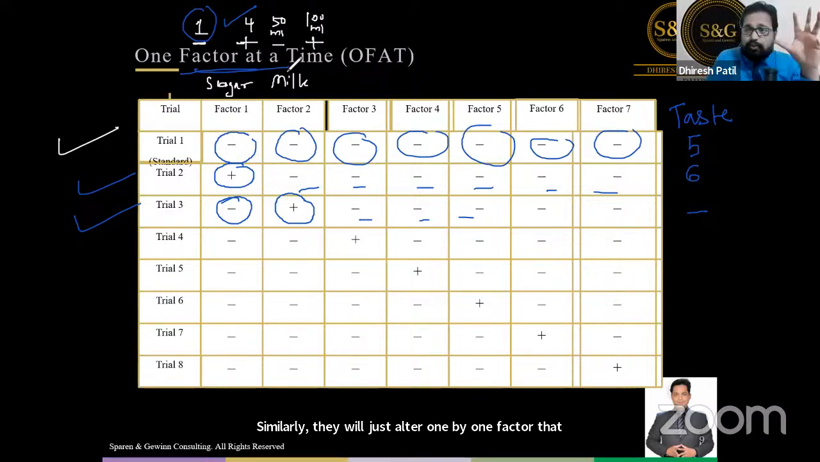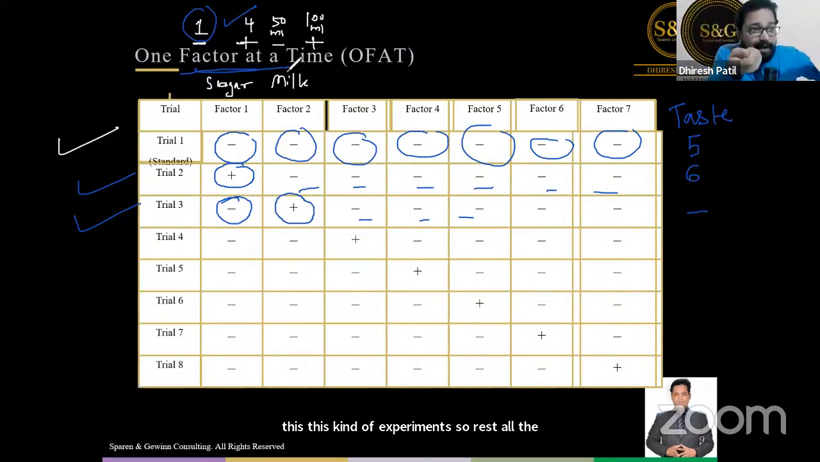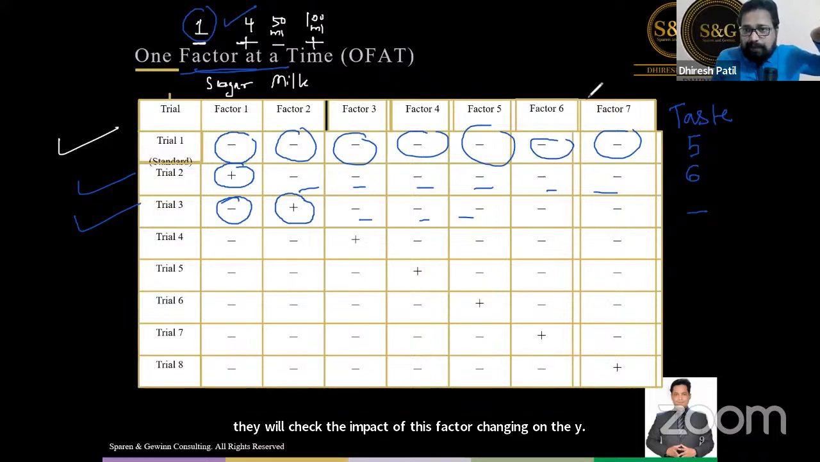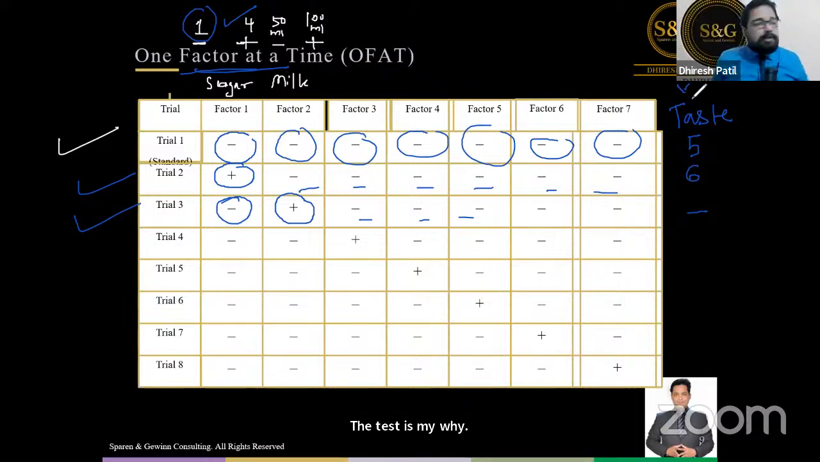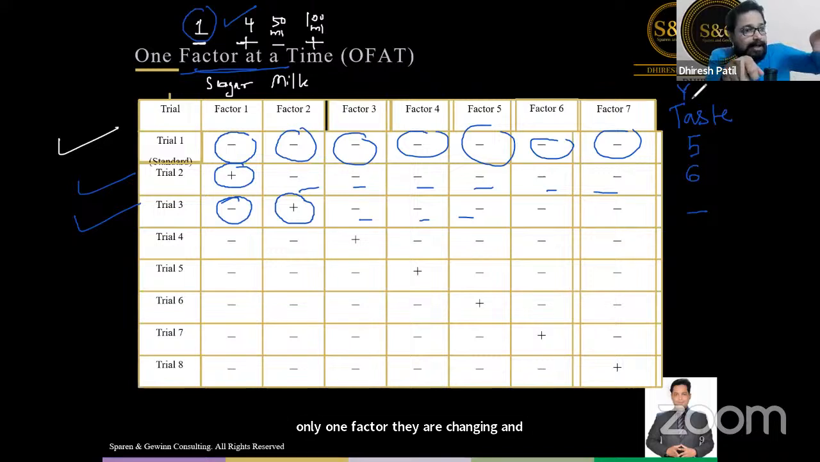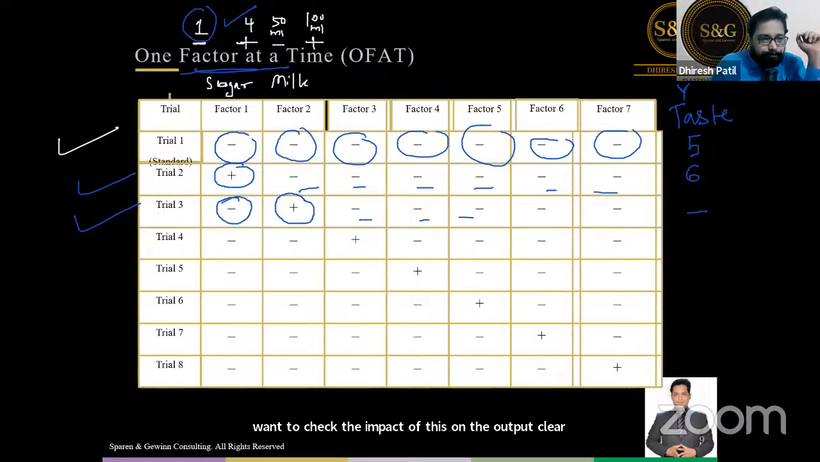Are you clear with this situation? In this kind of experiment, all the rest of the factors will be constant. Only 1 factor they will change, and they will check the impact of this factor changing on the y. The taste is my y. Have you understood this? Just type yes in the chat box. Only 1 factor they are changing, and they want to check the impact of this on the output. Clear? This is called one factor at a time.